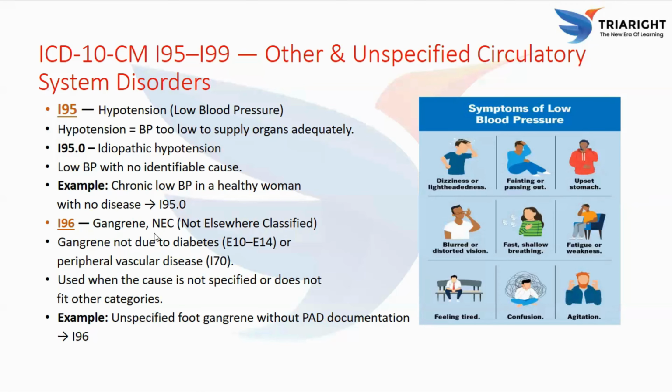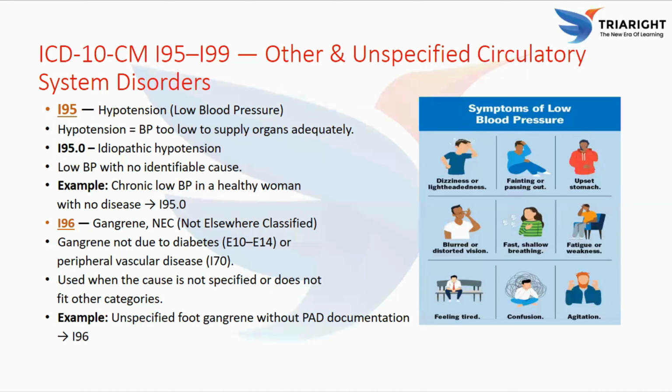So next, coming to I96, what is it? It's gangrene, not elsewhere classified. This code is used for gangrene when the cause is not specified or if it does not fit the other categories. You should not use I96 if gangrene is due to diabetes. If gangrene is due to diabetes, you have to use the E10 to E14 category codes.